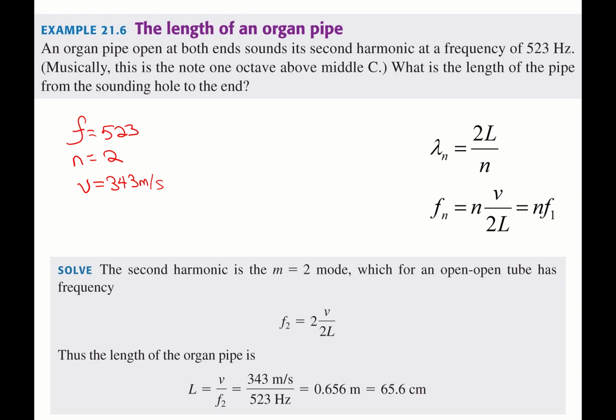So the frequency is 2v over 2L. So the 2's cancel. So frequency times length is equal to v. So length is equal to v over the frequency. So it's going to be 343 over 523, or 0.656 meters, or 65.6 centimeters. It's a little bit over 2 feet long.